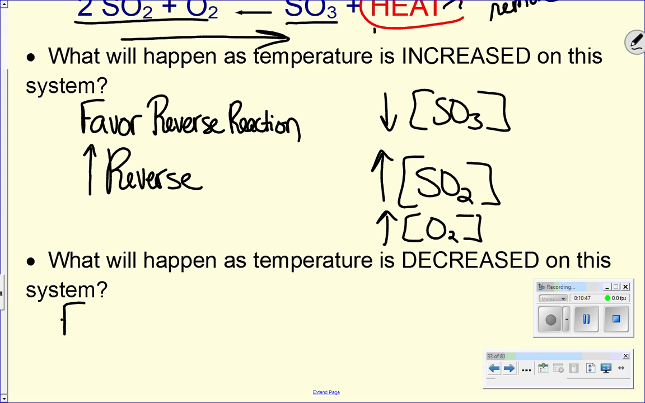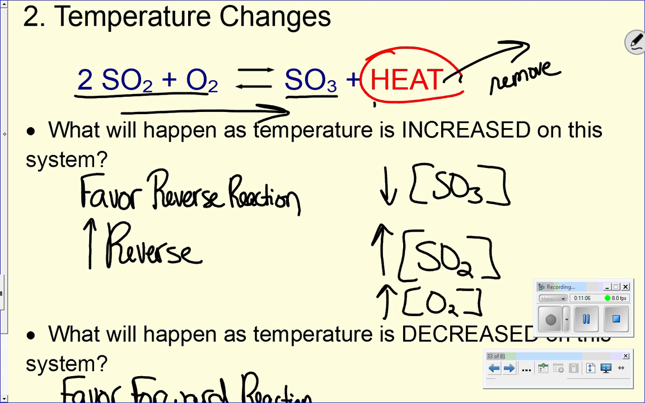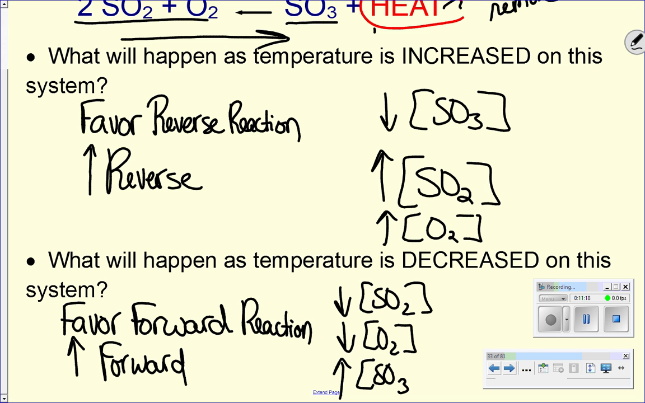So if we decrease temperature, we're removing heat. In this case, we're going to favor the forward reaction. In other words, we're going to increase the rate of the forward reaction. As we're doing that, SO2 and O2 will react at a faster rate, and they're going to get used up because they're being turned into SO3. So we're going to decrease our amount of SO2, and decrease our amount of O2. We're going to increase our amount of SO3, which is not getting decomposed as readily back into SO2 and O2.